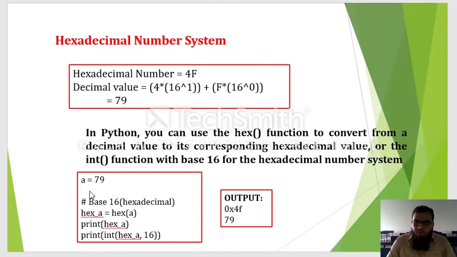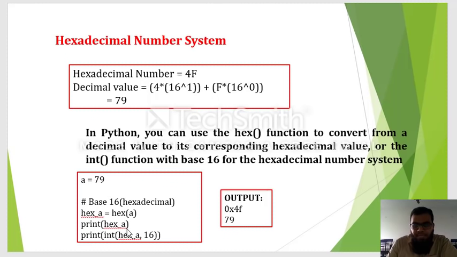So see this example. a is equal to 79. Again I am taking the same example. When I want to convert that into a hexadecimal number, I need to call the function hex. In the brackets, I need to give that number. Here 79 is stored in a, so I am giving a as the parameter. Now the result will be stored in hex_a. I have taken a random variable name; it's not mandatory to use only that name. We can use any name, no problem. So your result will be stored in hex_a.